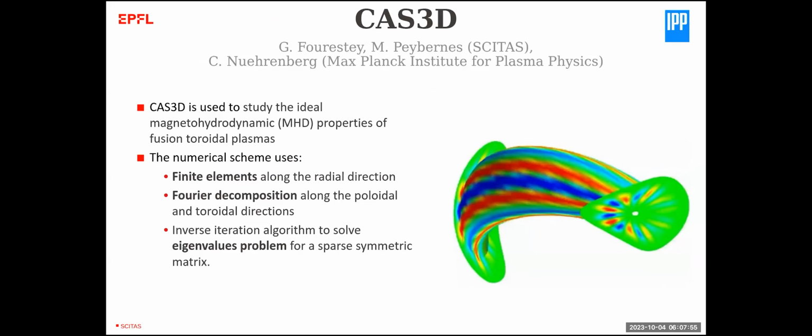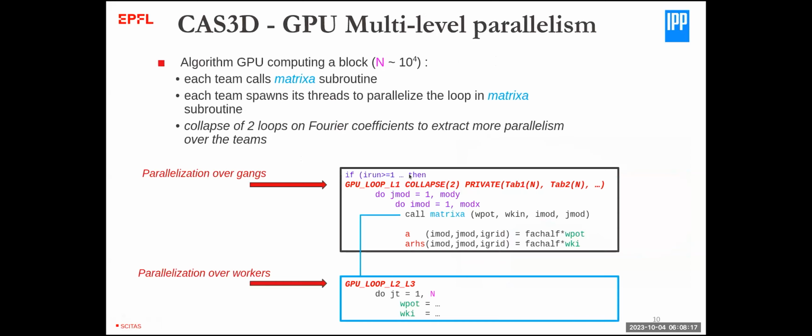The next code that I'm going to talk to you about is CAS3D. So CAS3D is used to study magnetohydrodynamic properties of a fusion plasma. And so it's got a lot of numerical schemes that we're all used to seeing everywhere, like finite elements, Fourier decomposition, and eigenvalue problems. And so this introduces some problems that we haven't seen in ASCOT 5, namely that we need to parallelize on multiple levels.